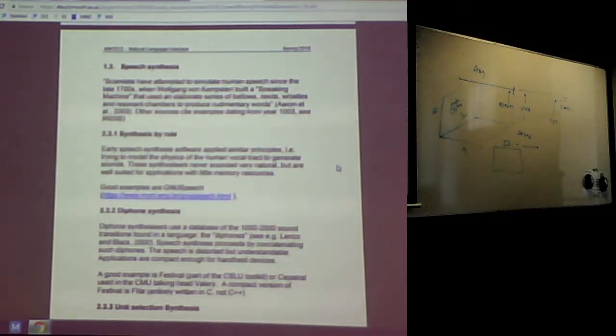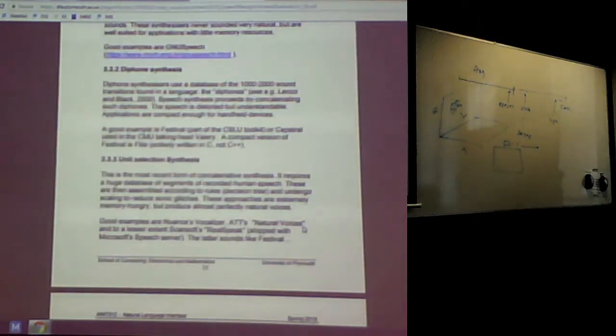Then you have diphone synthesis, where people have stored about 2,000 sound transitions between two sounds, and you can combine these sound transitions to create sentences. I have some demonstrations afterwards that allow you to listen to these different sounds the systems make.